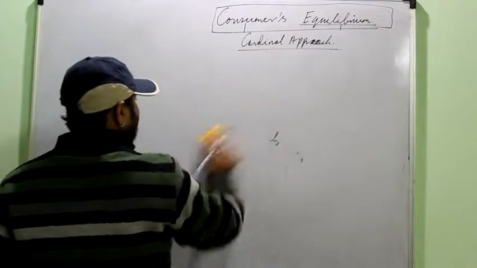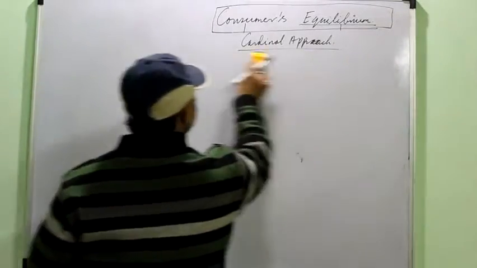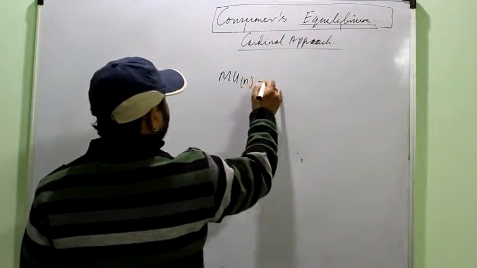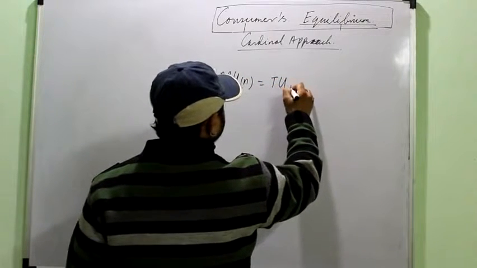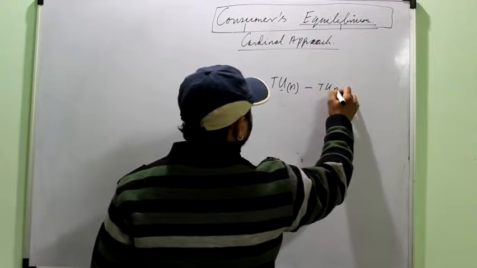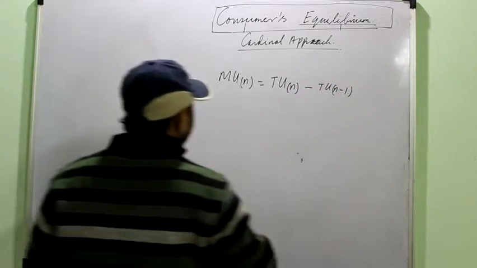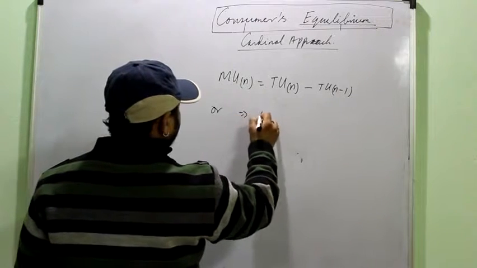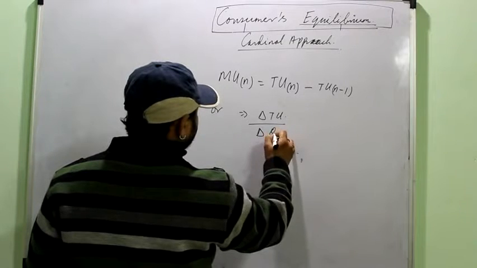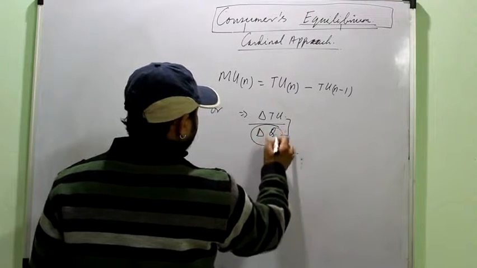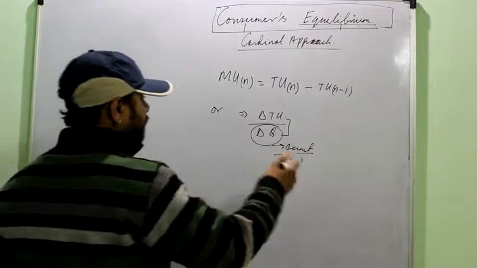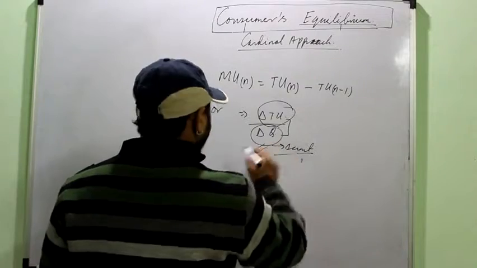Numerically, we will try to understand how total utility and marginal utility are related. First of all, you can just see the formula. Marginal utility at any unit can be calculated using this formula: total utility at that unit minus the total utility at the previous unit. Or you can say change in total utility upon change in units consumed, when you change this only by 1 unit. That's why I said it is the rate at which the TU changes if consumption is changed by 1 unit.